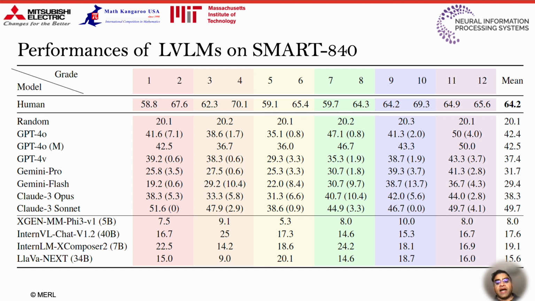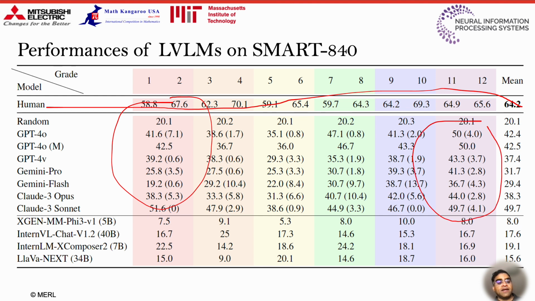In this slide, the accuracy of correct responses of children in the respective grades against LVLM accuracies are reported on the Smart 840 dataset. Our results show that humans perform consistently between 55 and 65% across grades. However, interestingly, AI models have an entirely different and intriguing trend. They apparently find lower grade problems as difficult as higher grade problems.